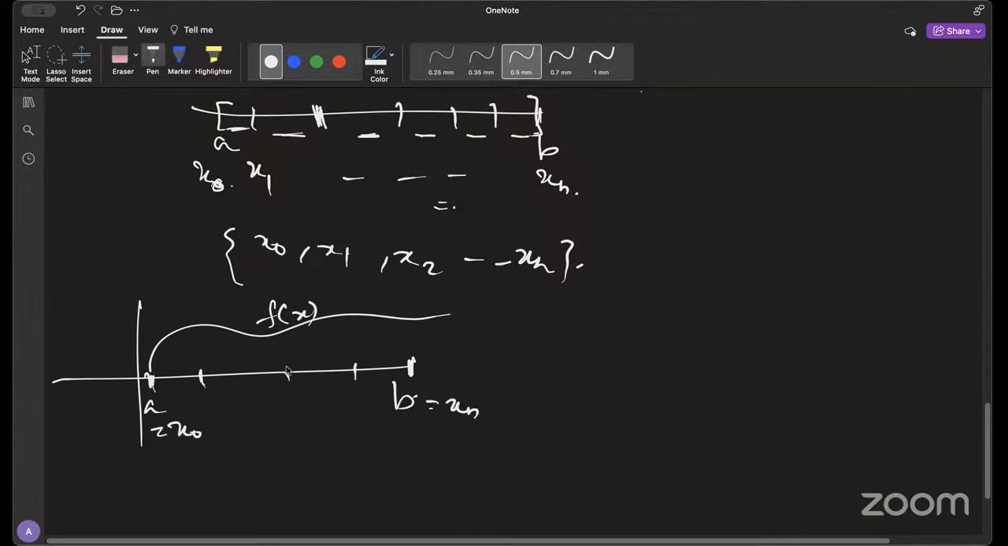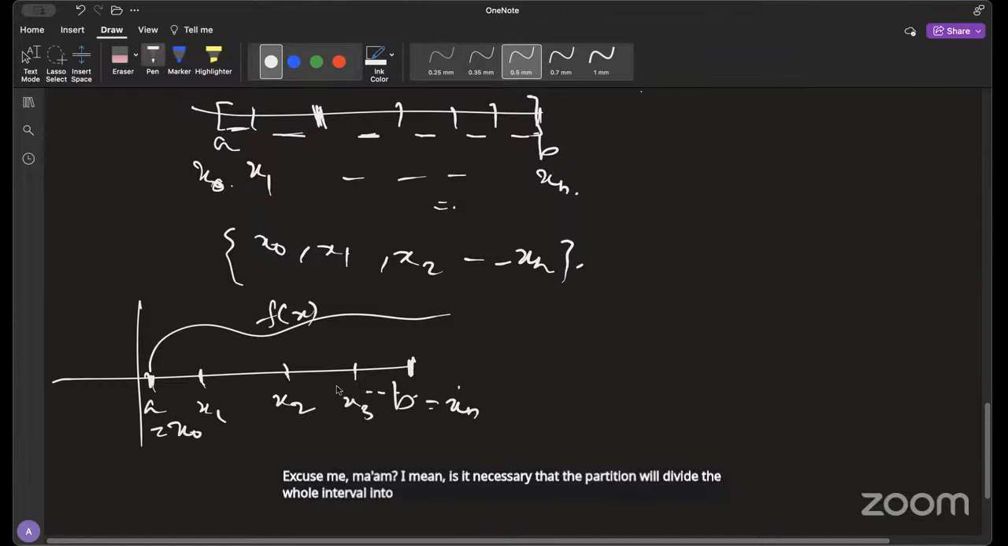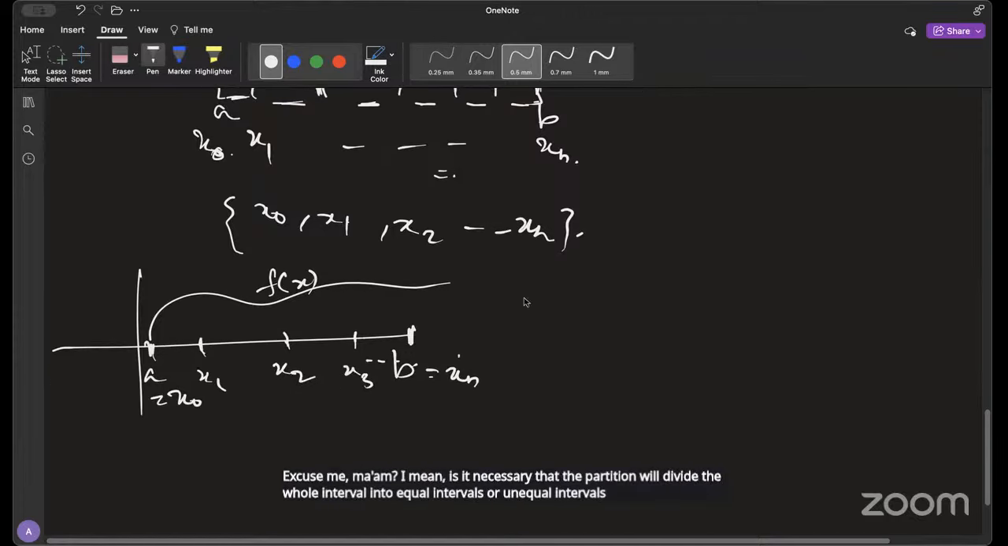So almost all the times you've been given the partition. Excuse me, ma'am. Is it necessary that the partition will divide the whole interval into equal intervals, or unequal intervals may also be there?